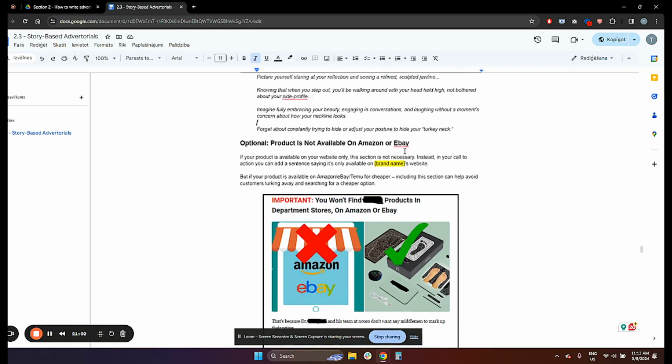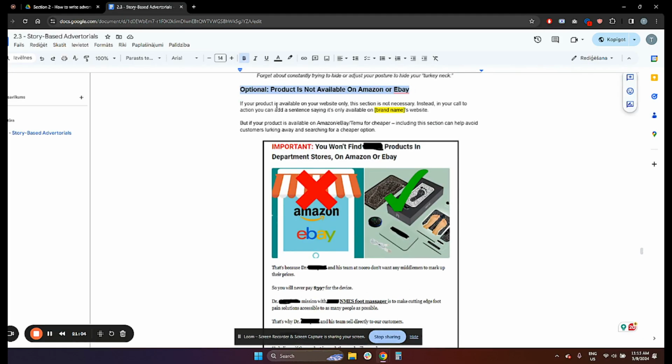And then, optional, it depends on the product you're selling. You can add that this product is not available on Amazon or eBay. You would usually put this only if they're actually not available there. Or you can just put this so the customer doesn't go browsing the internet looking for a cheaper option.